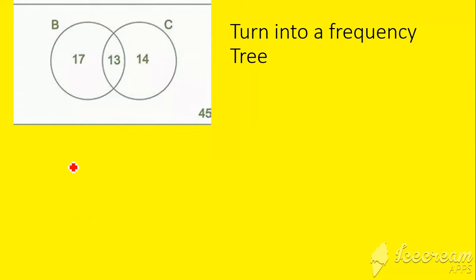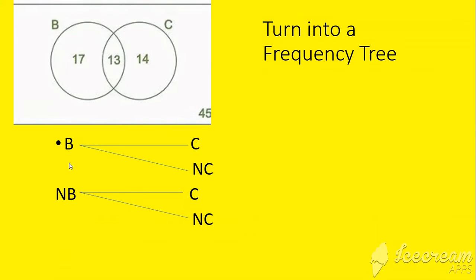Right. So the last one, I've got a Venn diagram in front of me. Turn that into a frequency tree, because again, we have to work it out. If you need help, that's what I'm doing. I don't know what B stands for. I don't know what C stands for. But I know it's going to be B and not B, and C and not C.